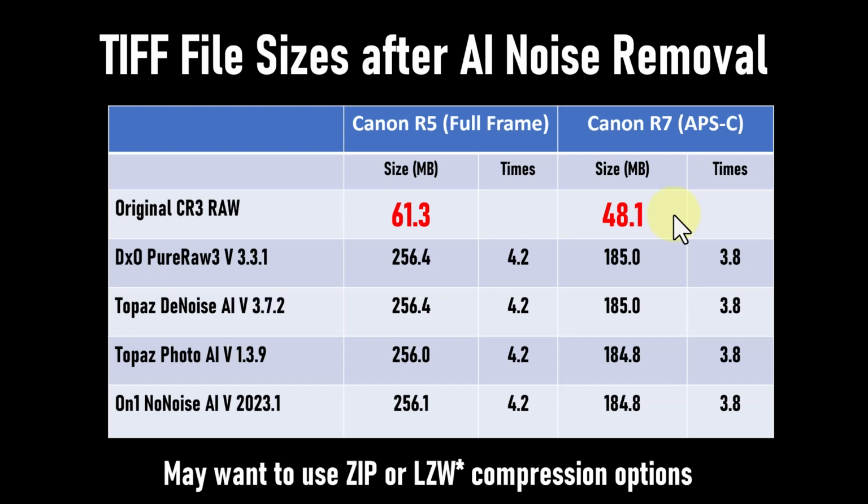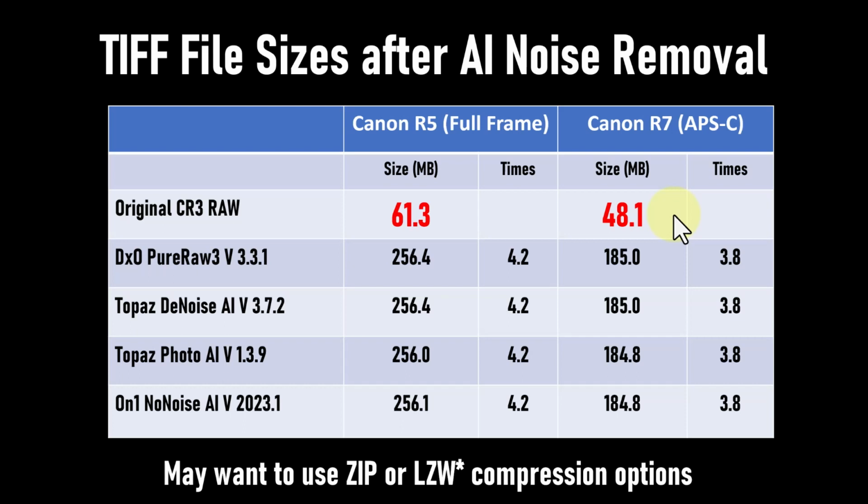Now, when it comes to TIFF files, depending on the tools that you use, you may have the option to use compression, zip or LZW. Both of them are compression modes that are lossless. It means you can compress the size and don't lose information. How much can you compress?